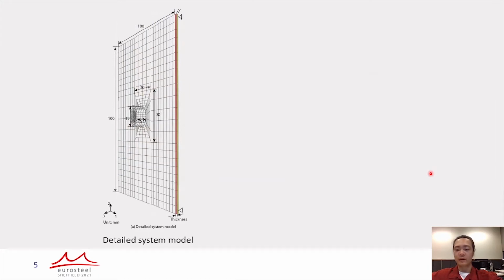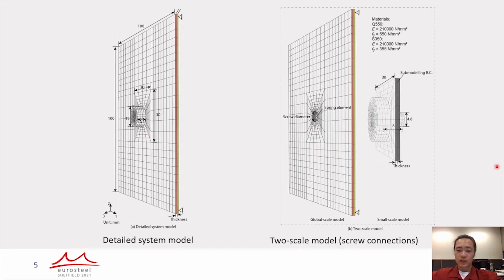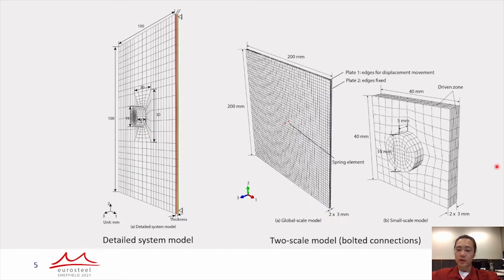But before we implement the two-scale model to a complex sandwich panel system, first we should verify the accuracy of this method. To do this, we create a detailed system model which consists of two plates connected either by a screw or a bolt, and the simulation results are compared with the two-scale screw connection model and the two-scale bolted connection model, respectively.